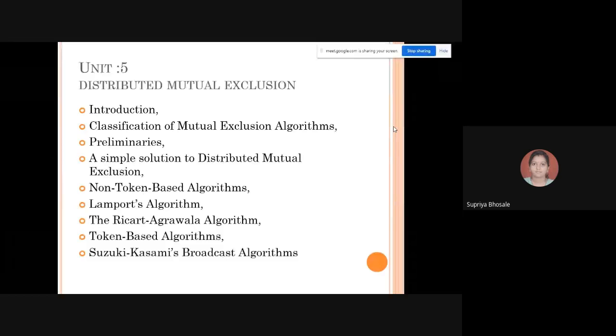So for today I will cover these first 3-4 bits, okay, because all the algorithms I will take all together in the next lecture. So the first 4 bits we will see now. So we'll start with the introduction.